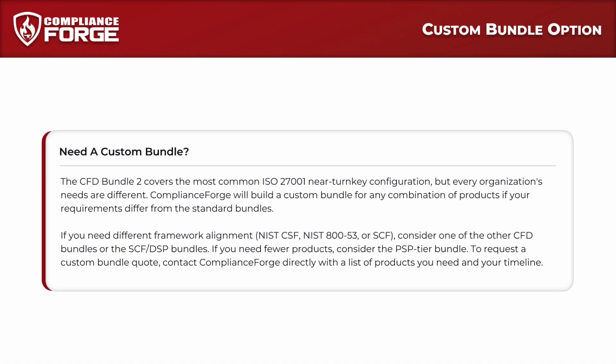One last thing, the CFD Bundle 2 covers the most common ISO 27001 near turnkey configuration, but every organization's needs are different. ComplianceForge will build a custom bundle for any combination of products if your requirements differ from the standard bundles. If you need different framework alignment, consider one of the other CFD bundles or the SCF bundles. If you need fewer products, consider the PSP tier bundle. To request a custom bundle quote, contact ComplianceForge directly with a list of the products you need and your timeline.